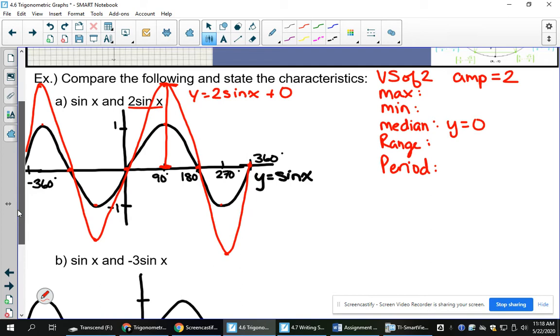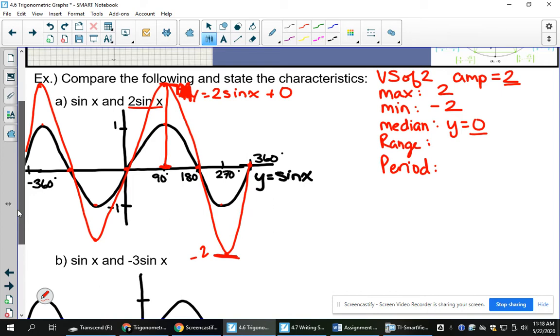Now the maximum is going to be the median all the way up for how much the amplitude is. So if I go from 0 and I go up 2, I'm going to get a maximum at 2. If I take my median and I minus my amplitude, I've got a minimum down here at -2. Up here, we've got 2.